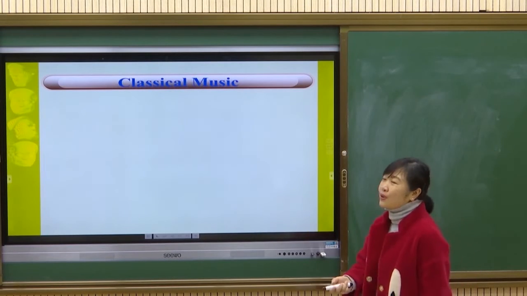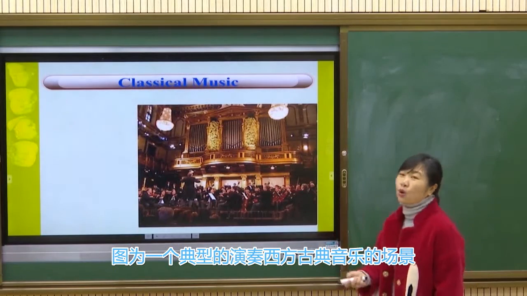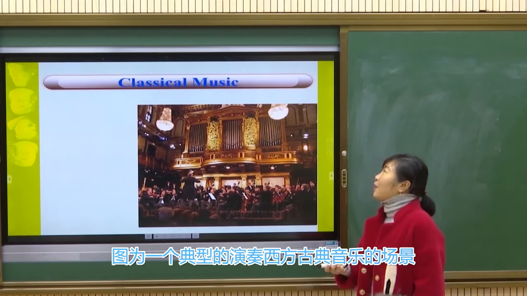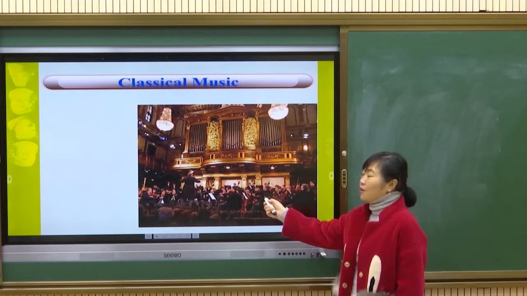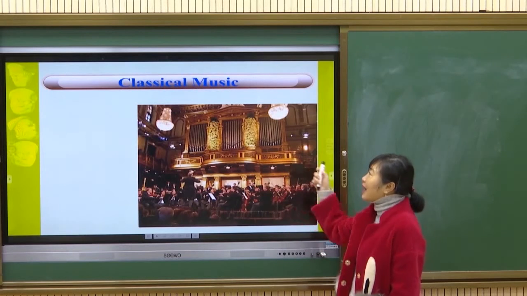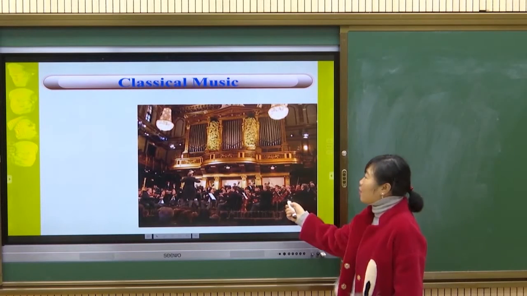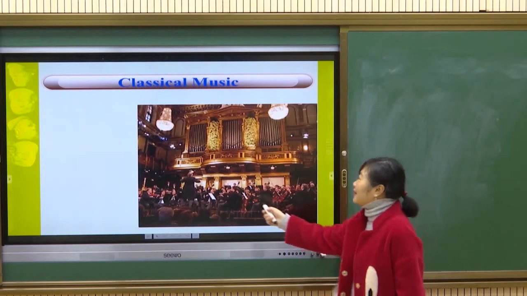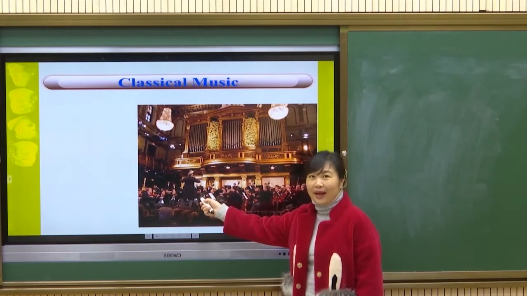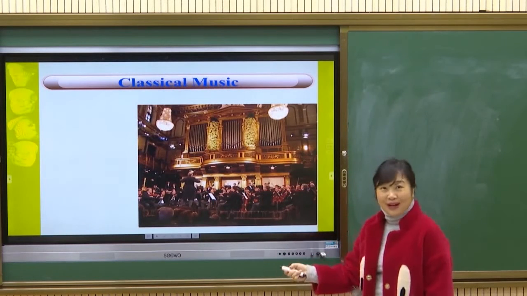First, let's get to know what classical music is. Okay, this is the typical scene of performing classical music. Yes, you see, a group of people are in a large auditorium, and all of them are wearing black clothes. And there is a conductor here, right? He is frantically waving his staff about, right?